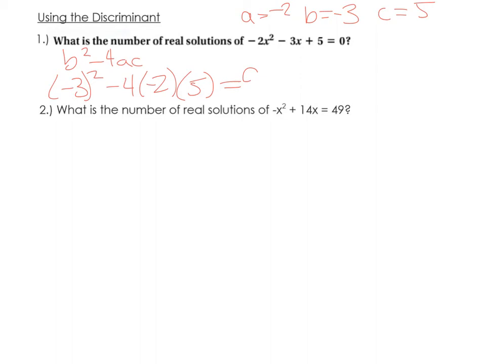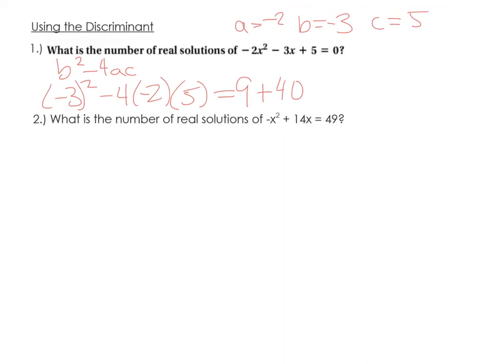So negative 3 squared is 9. And then negative 4 times negative 2 times 5, just multiplying these three, we end up with a positive 40. So that is going to be equal to 49, which is a positive number. So since the discriminant is positive, this has 2 real solutions.